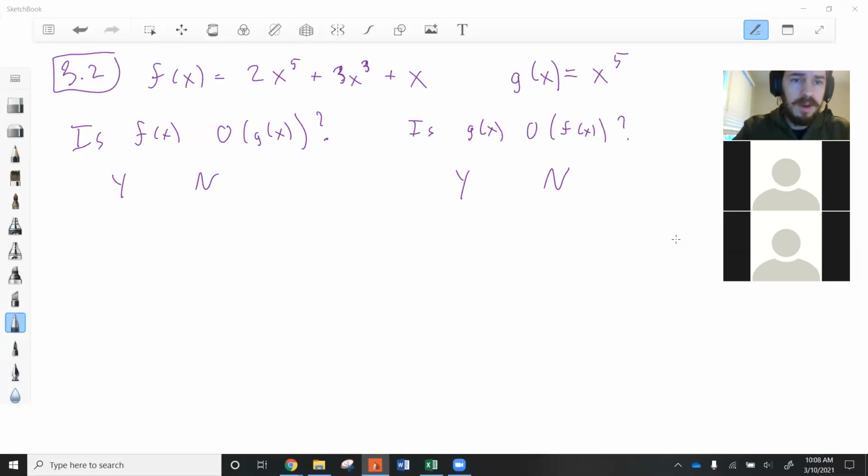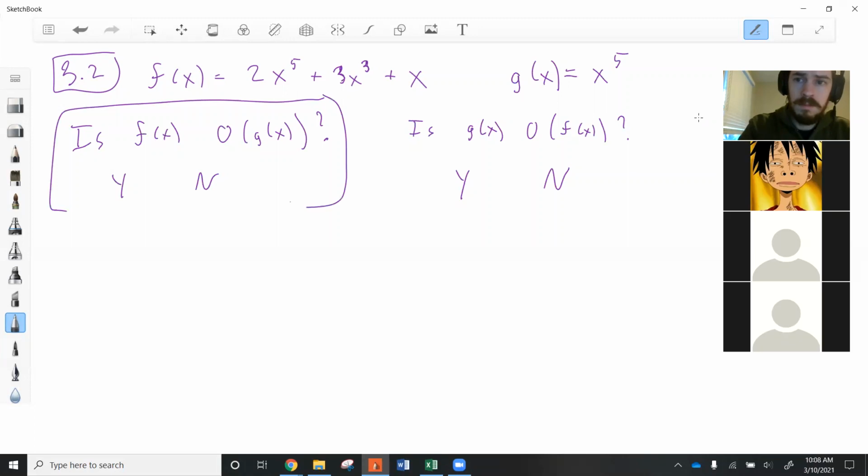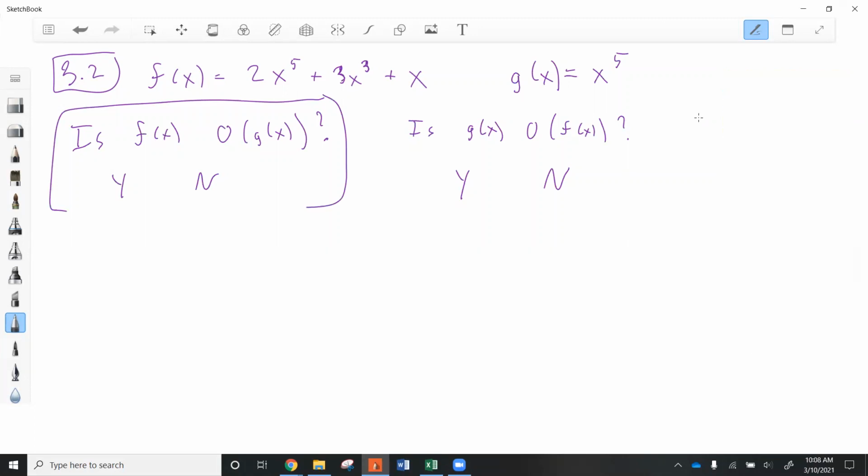So let's just look at the first one. Is f of x big O of g of x? Yes, I would say yes. Sure it is. Definitely. Because they're both degree 5, right? And that's really what matters, isn't it? So let's prove that. There's a lot of different ways you can do this. Well, there's two main approaches that I've seen to doing this.